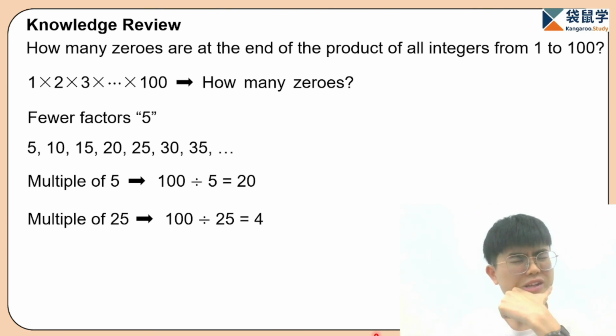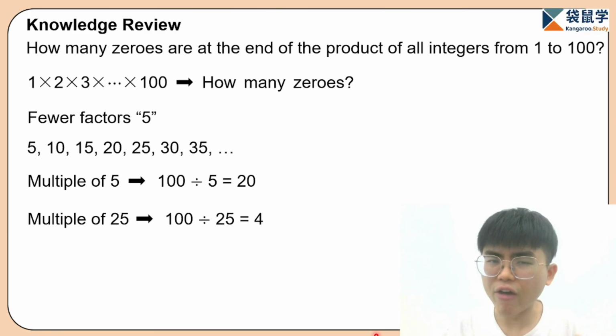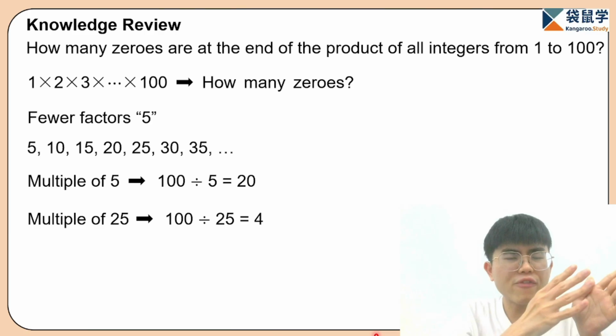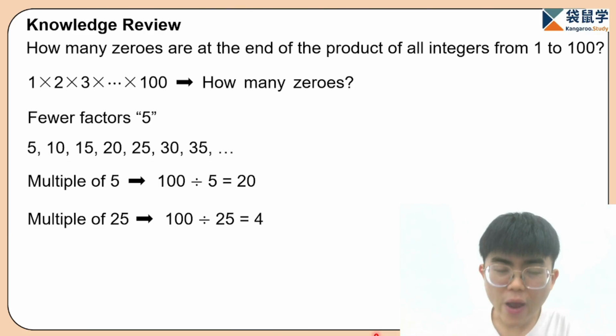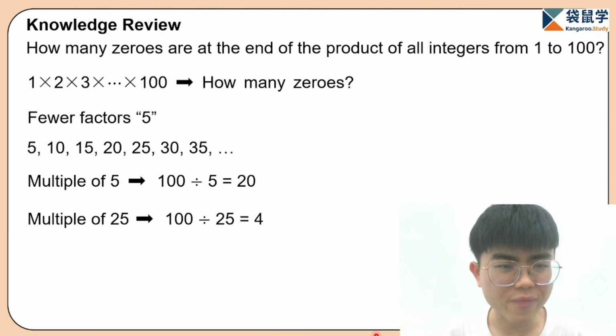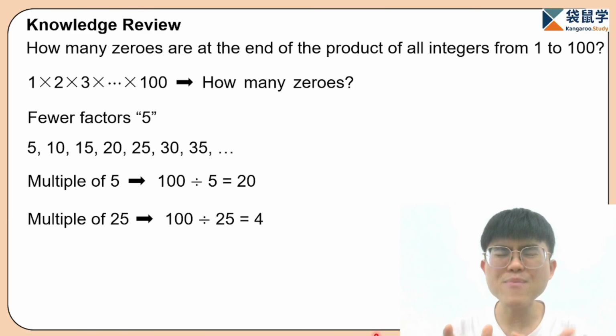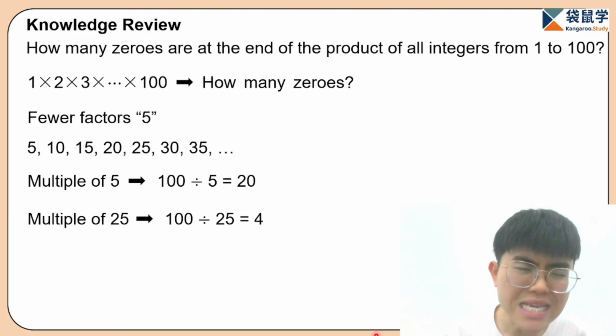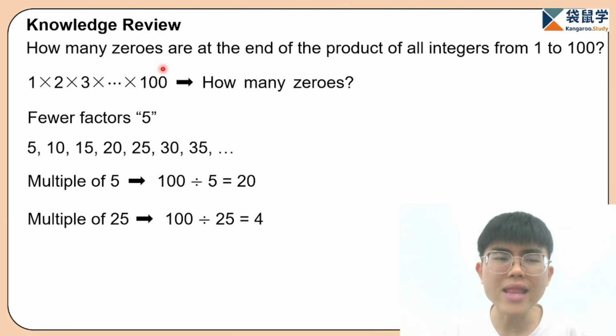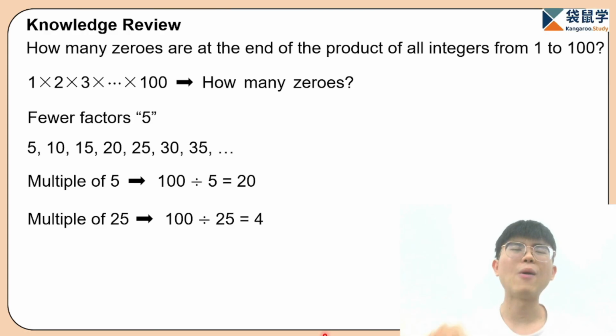And anyone? Is there any number that has 3 factor 5? What is the minimum number to have 3 factor 5? We have 5 times 5 times 5, which is 125. It can be a number that has 3 factor 5, but in this case, it is just from 1 until 100. So in our example right here, there is no number that has 3 factor 5.